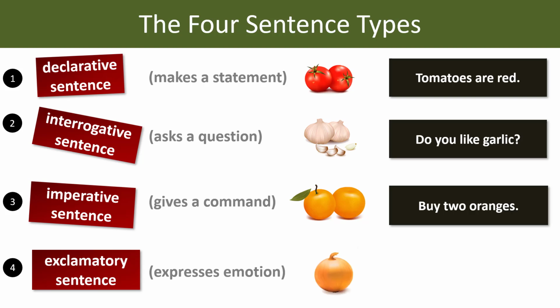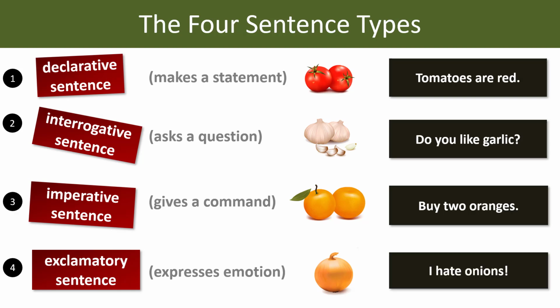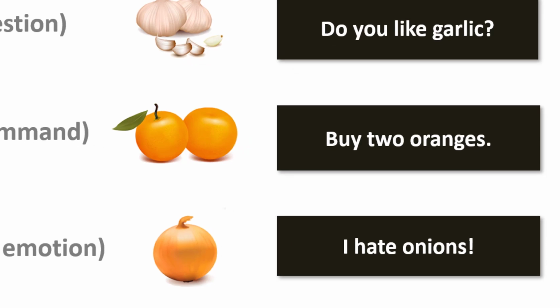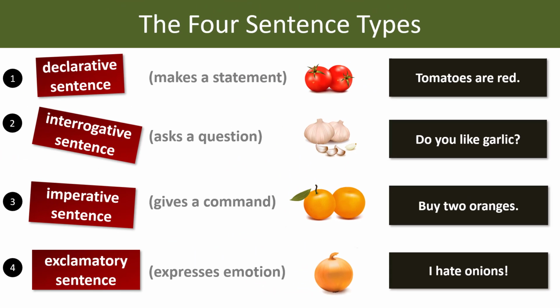Now, an exclamatory sentence and a declarative sentence look quite similar, but it's the punctuation at the end that makes them different. So, I hate onions expresses the emotion hate. Notice that it ends in an exclamation mark. So, look at the punctuation at the end. We have a full stop for a declarative sentence. We have a question mark for an interrogative sentence. We have a full stop for an imperative sentence, but we have an exclamation mark for an exclamatory sentence. Let's keep going.